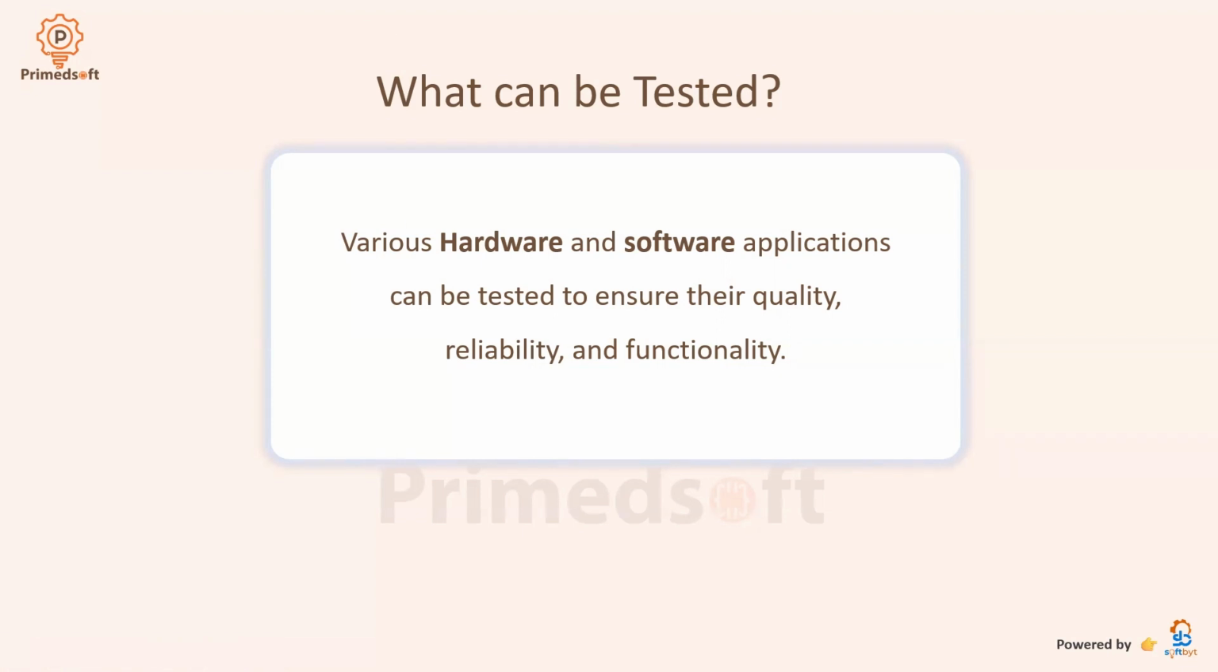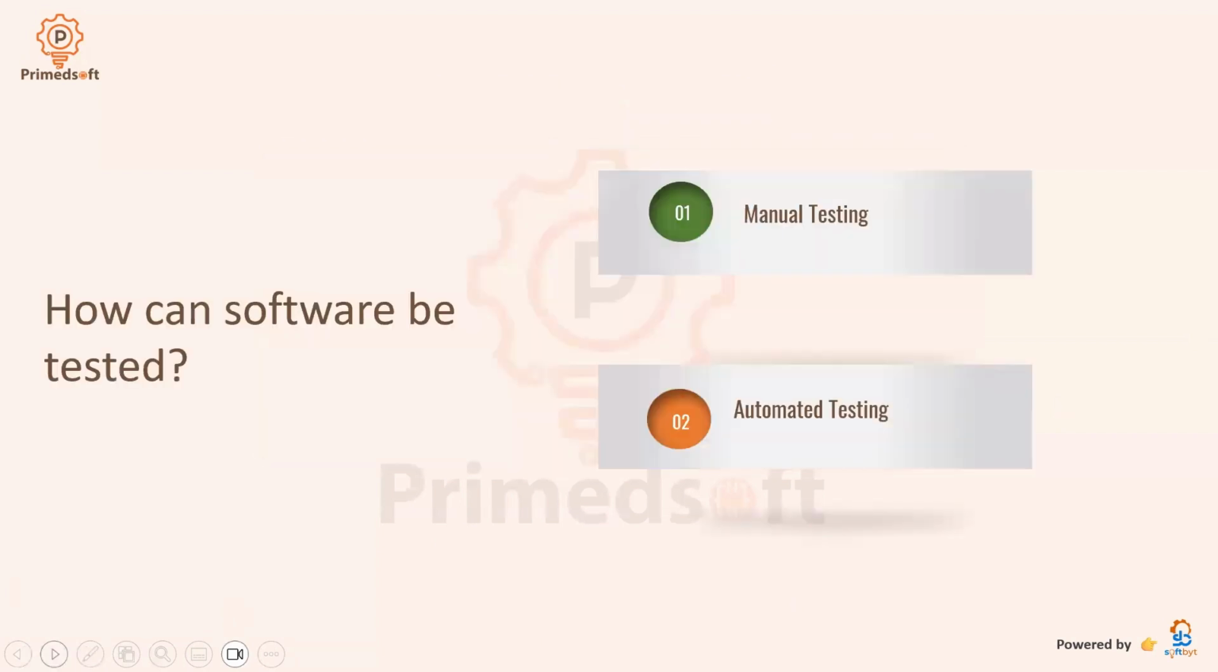Okay, so like I said, this is going to be an overview of all the things we need to know. So now what else do we want to know? We want to know, how can software be tested? It's very, very easy. Software can be tested manually, and we can automate the software. So how do we test it manually?